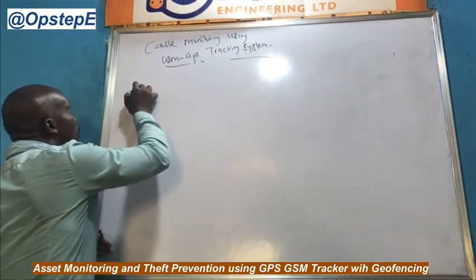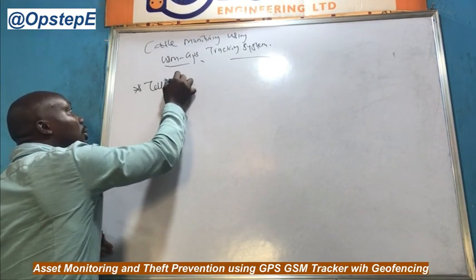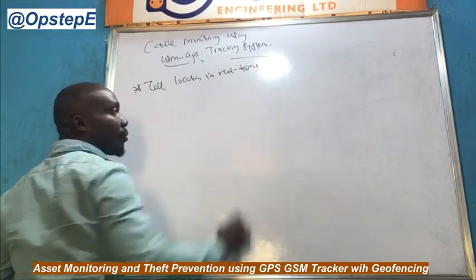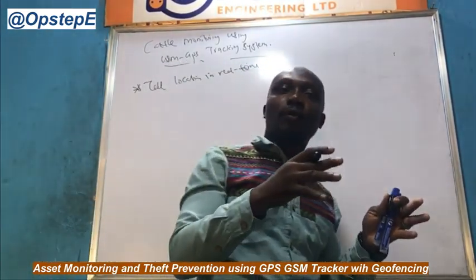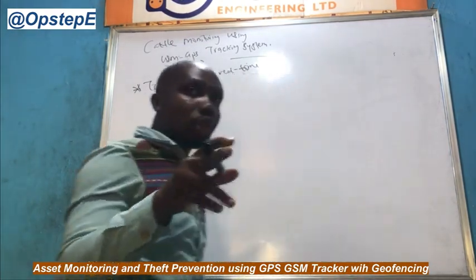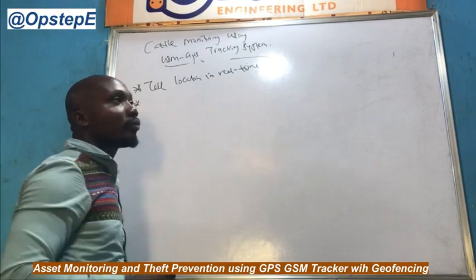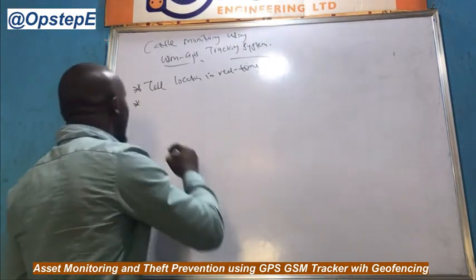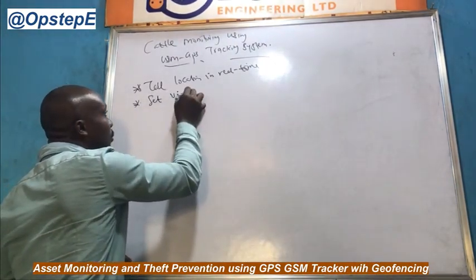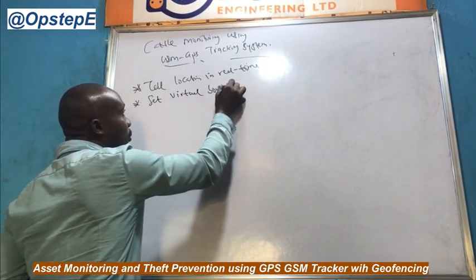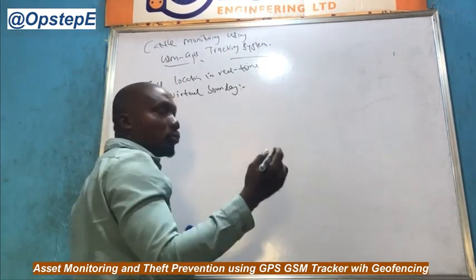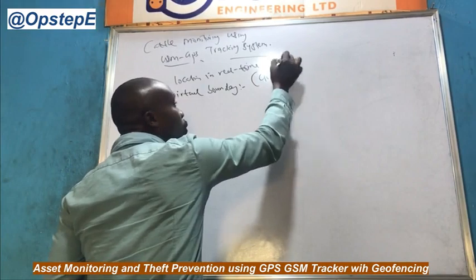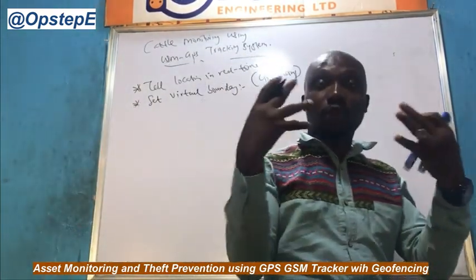Now, if you look at it, the focus is to be able to tell the location of that asset in real time. In addition to tracking location, we also want to be able to set a virtual fence, a virtual boundary. Setting a virtual boundary is what we term geo-fencing. Yes, geo-fencing. We want to be able to set boundaries virtually.